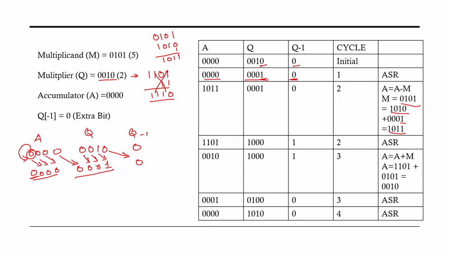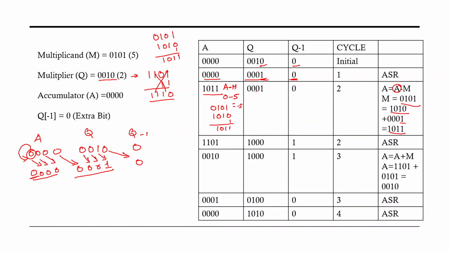Why are we doing this? Because the A value is already 0. So now we need A minus M. Minus M is minus 5. Minus 5 value is 1, 0, 1, 1. So the A value has been updated to 1, 0, 1, 1 after performing A minus M. A value is 0 minus M, minus 5. 5 value is 0, 1, 0, 1. Take 1's complement, 1, 0, 1, 0. Add 1. So 1, 0, 1, 1. So minus 5 value we have got, that's 1, 0, 1, 1.